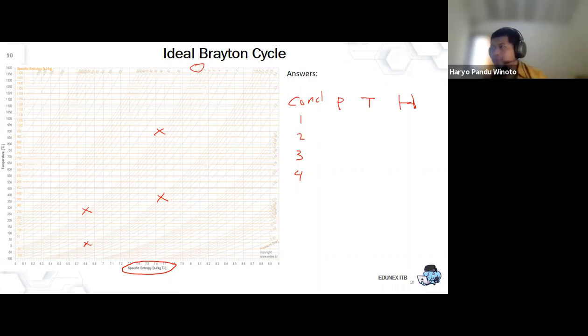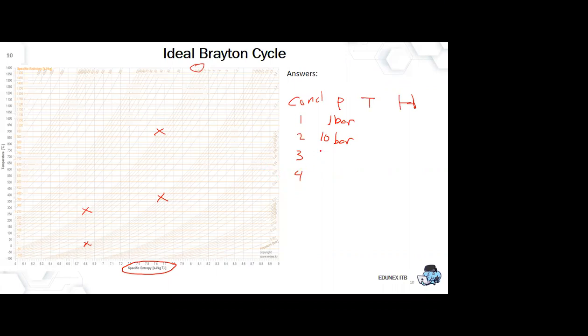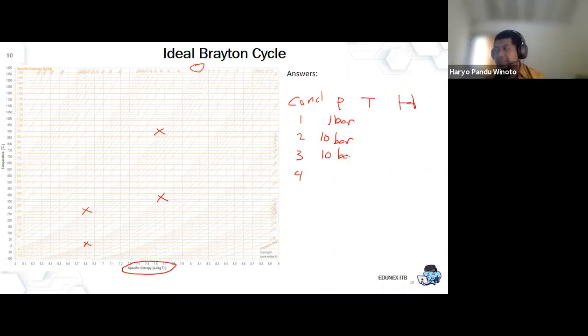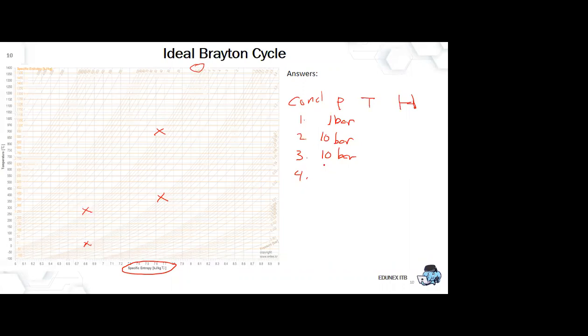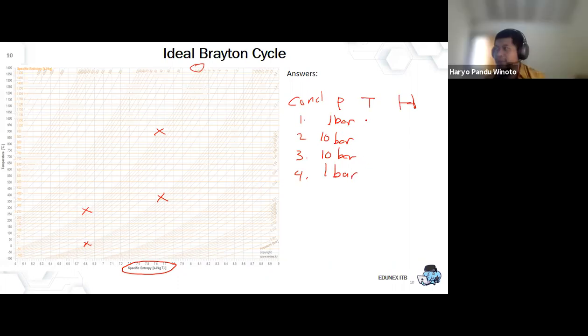So what is the condition of P1? P1 is 1 bar. What is P2? 10 bar. What is P3? 10 bar as well. Please remember this. And then P4? 1 bar, sir. Another 1 bar. So what is the T1?